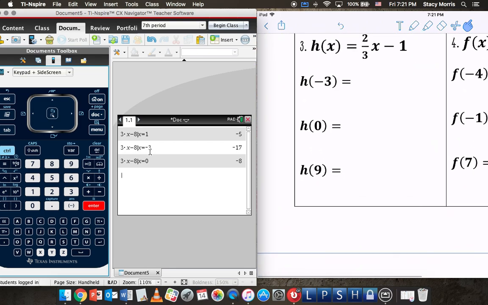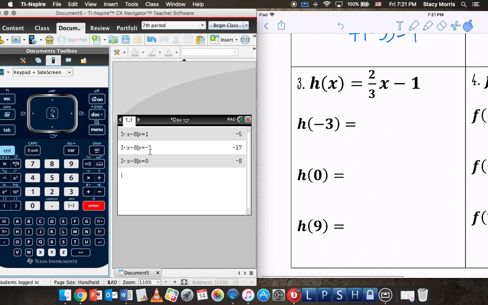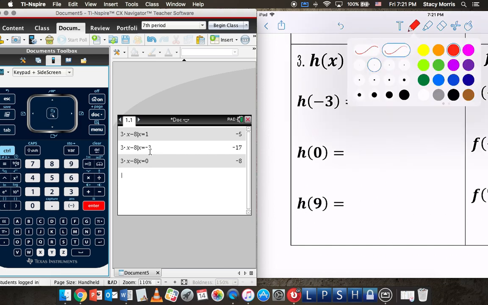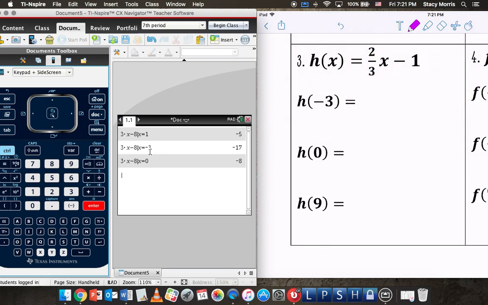All right, so number 3 looks a little more complicated, so definitely please use your calculator on this one. There's no need to do that by hand. If you want to try it by hand, great, but please check your answer using your calculator. On the first one, we're plugging in a -3, the second one a 0, and the third one a 9. Again, all of those are going in for the x right here. So this x right here is being replaced with those 3 numbers.